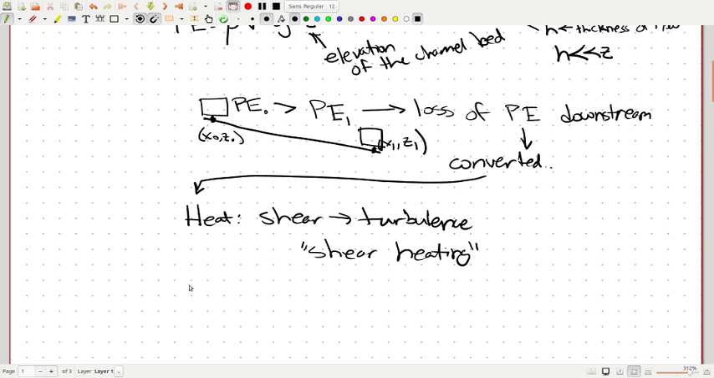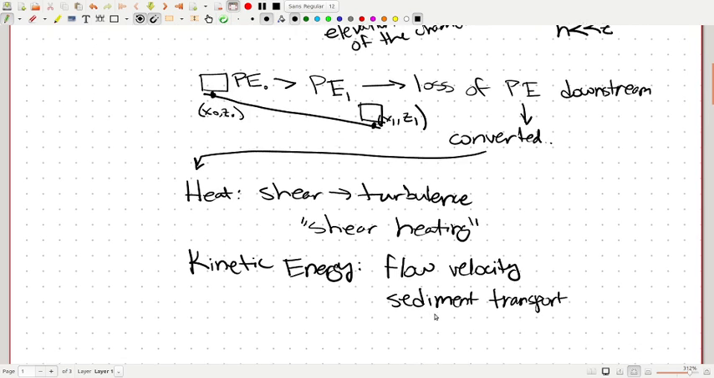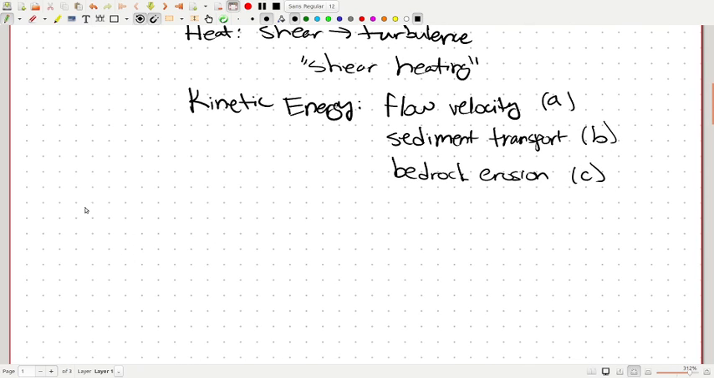You can also convert it to kinetic energy. And so that kinetic energy could be related to the flow velocity, or it could be related to sediment transport, or it could be related to bedrock erosion. Now I'm going to call the flow velocity part here A, sediment transport B, and bedrock erosion C, just so I have a bit of room to describe each of these.